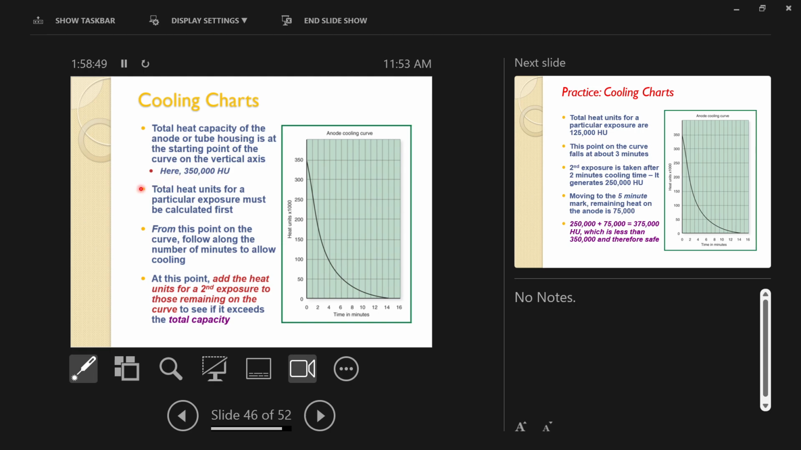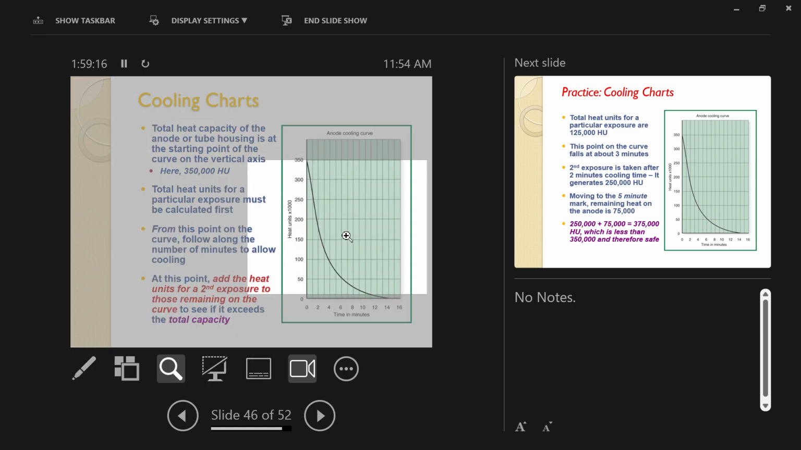The total heat units for a particular exposure must be calculated first. From this point on the curve, follow along the number of minutes to allow for cooling. So let's say we made an exposure and we let it cool for a certain amount of time. Let's say I made an exposure and I want to let the tube cool down for 2 minutes. Let's see how cool the tube is at 2 minutes in.